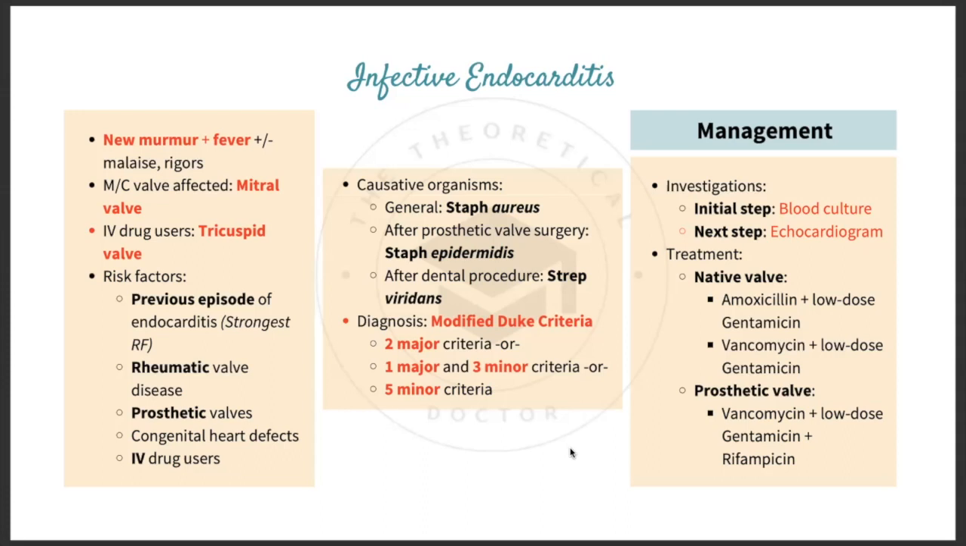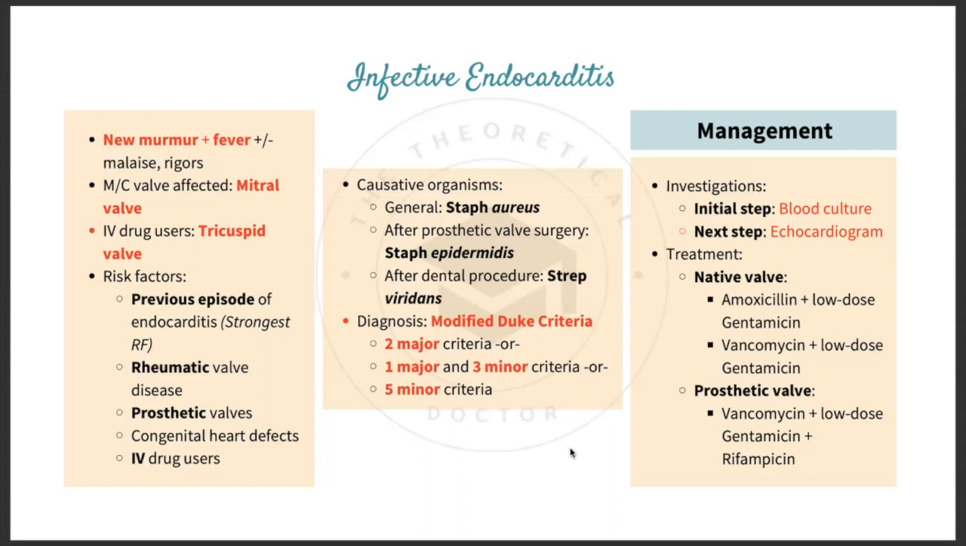So generally, the causal organism would be Staph aureus. But if, let's say, the patient has had a prosthetic valve surgery, then most likely it's Staph epidermidis. And if they mention after a dental procedure, then it's Strep viridans. And how would you diagnose this? You would diagnose this through the modified Duke criteria, which I'll explain a little bit more in the following slide. So if the patient presents with 2 major criteria, it is indicative of infective endocarditis, or maybe 1 major but 3 minor, or 5 minor.